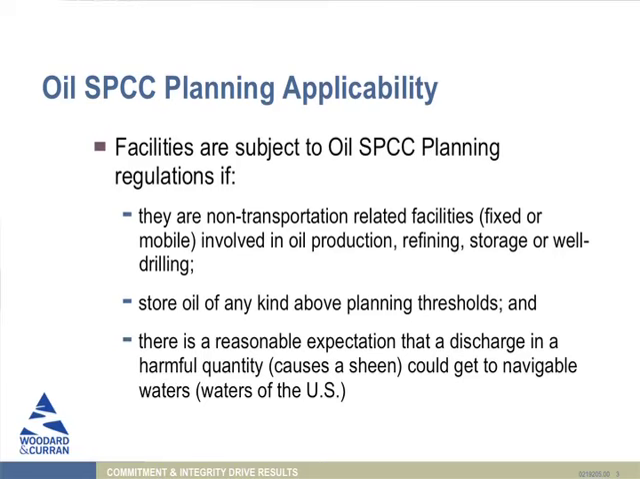And a couple clarifications, very important here. Harmful quantity is not Exxon Valdez. Harmful quantity is a sheen. If you can see it, it's a harmful quantity, not much oil at all. Secondly, navigable waters. You don't have to have an ocean-going vessel, not even your own personal motorboat, for it to be a navigable water. A stream, a creek, a pond, a lake, any of these are considered navigable waters. So if you do exceed the thresholds, it's pretty hard to not be pulled into this rule.